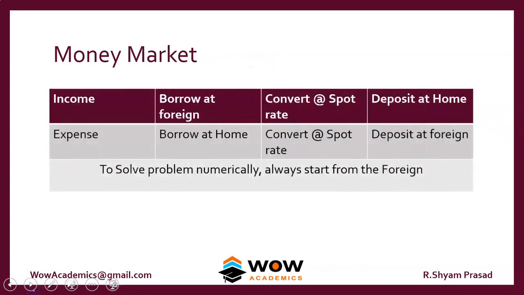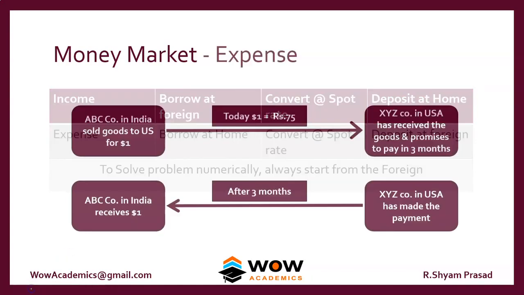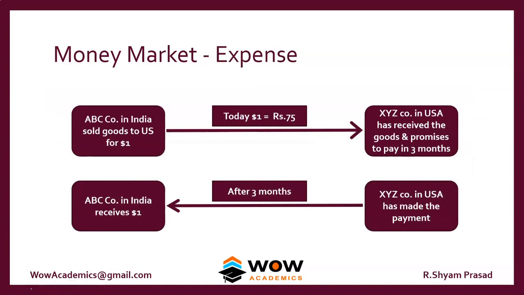Rather than seeing it as a theoretical topic, we'll look at it in a step-by-step manner so that we get an idea. ABC Co is an Indian company and has sold goods to the US for $1. Today the price of $1 is equal to ₹75. XYZ says that they will make the payment in 3 months' time. In 3 months' time, XYZ Co has made the payment and the Indian company has received the $1.